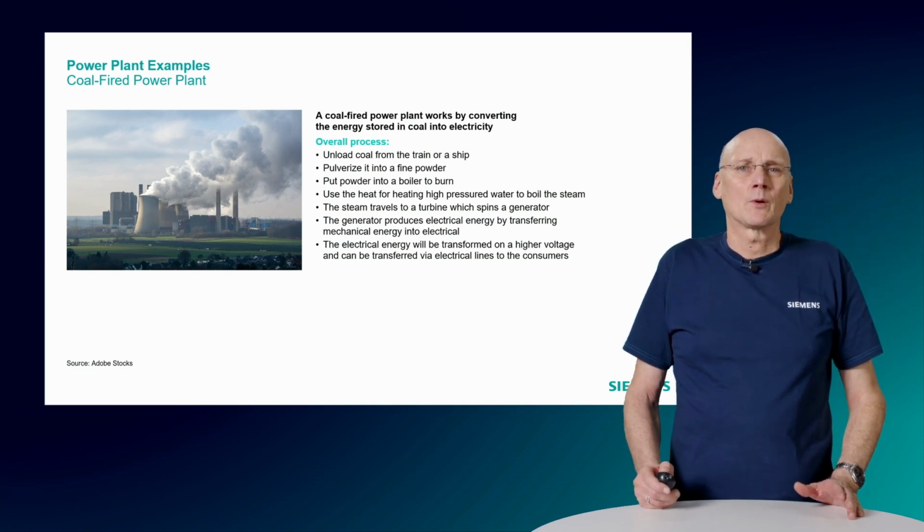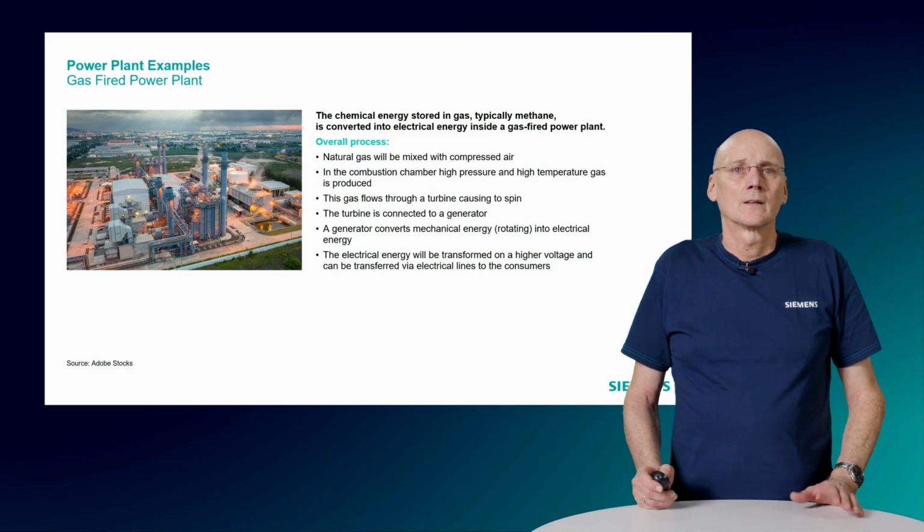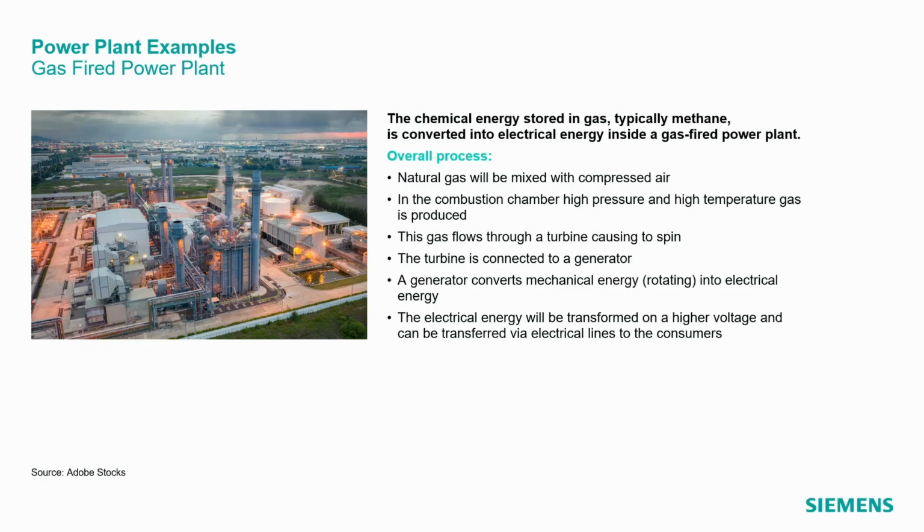The next type I want to explain is the gas-fired power plant. The energy production, converting by heating water, rotating turbines and generators, and voltage step-up by transformers, is basically the same as for coal power plants. The difference is at the beginning of the process. To produce the steam for the turbine, gas is used instead of coal.